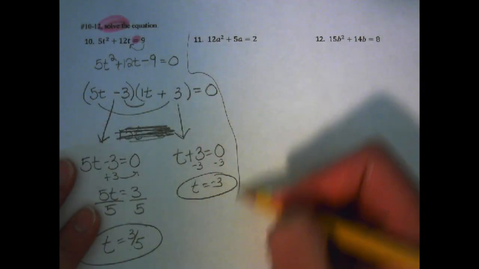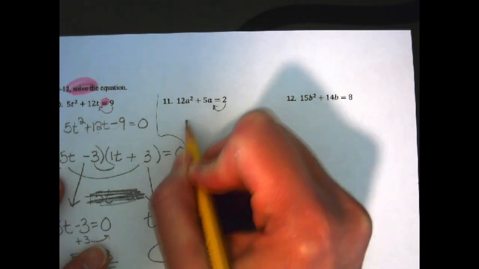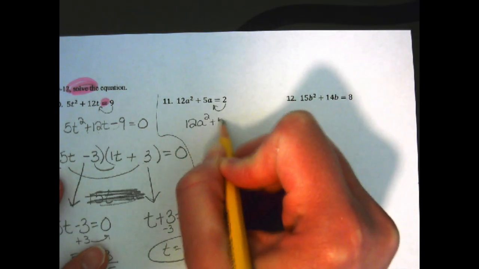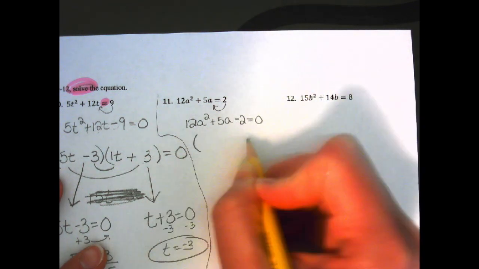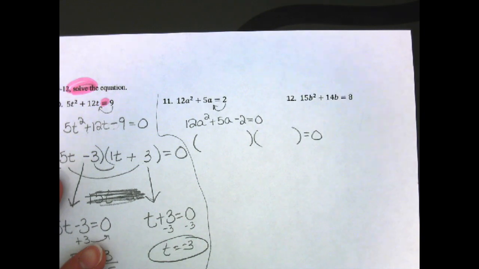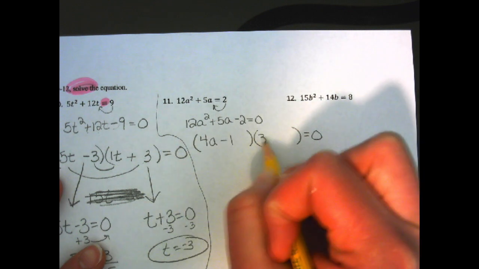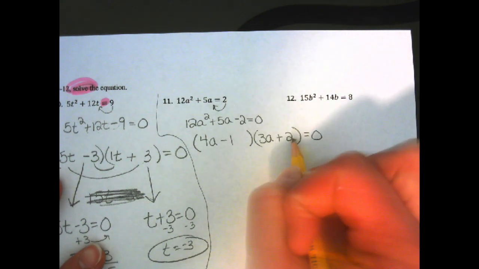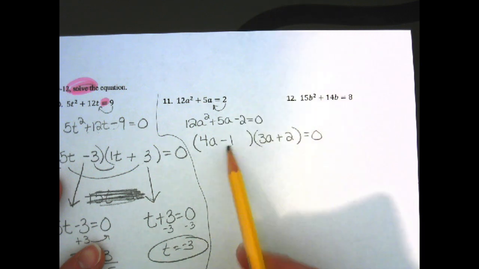If you want to know the answers to number 11 and 12, I would have first moved the 2 over. So I would have gotten a -2 is equal to 0. And then you would want to try to come up with your combination. Now, I will tell you that this combination might take you a couple tries, but I already have it worked out. It's 4a minus 1 and 3a plus 2. And if you check my outer, that's an 8 minus 3, so it does work.